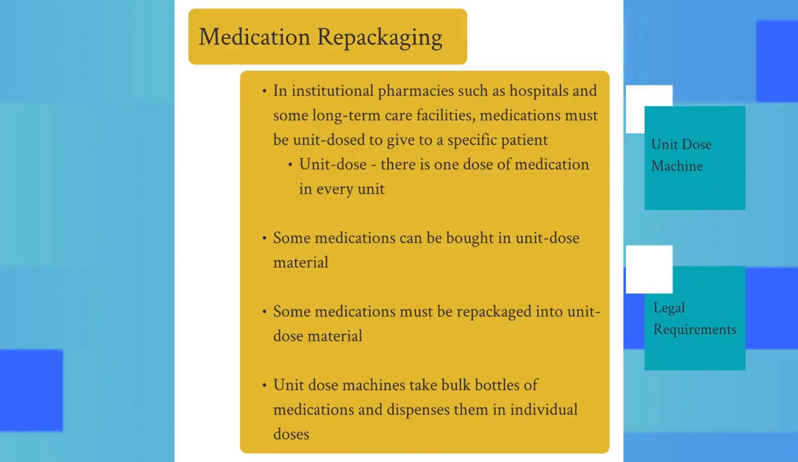So some medications can be bought in unit dose material, like those medications I was just talking about, but some have to be repackaged into that material. Unit dose machines take bulk bottles of medications and dispense them in individual doses. So in this situation, you would buy a 500 count of whatever medication you need, you pour it into the machine, and then it'll package it into unit doses for you.